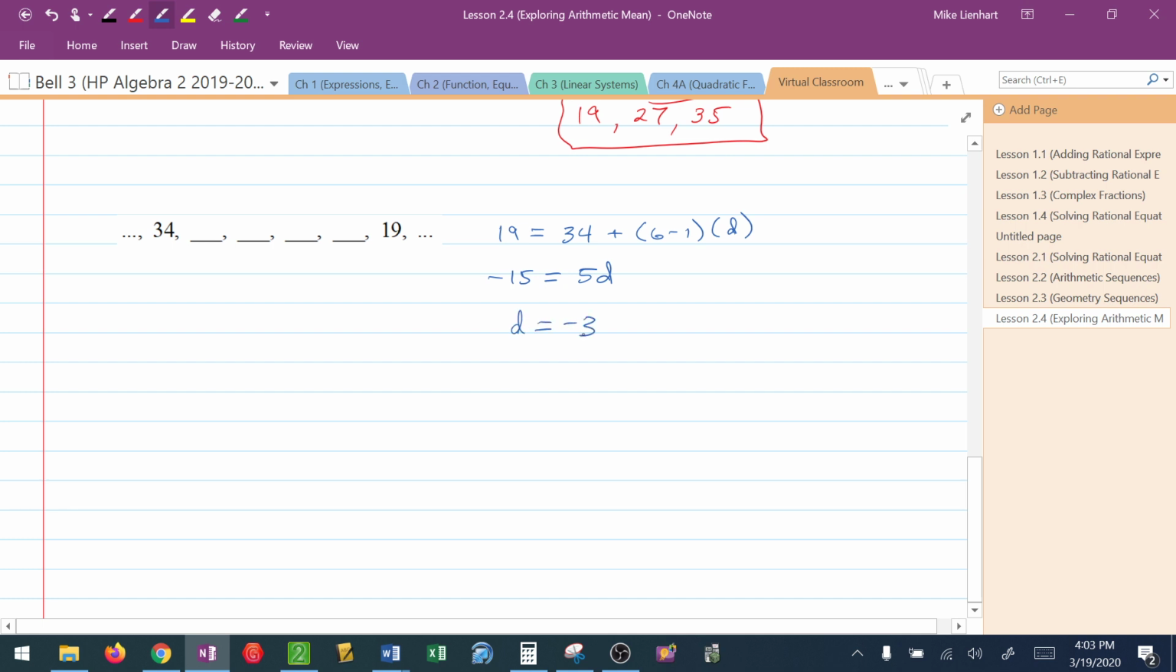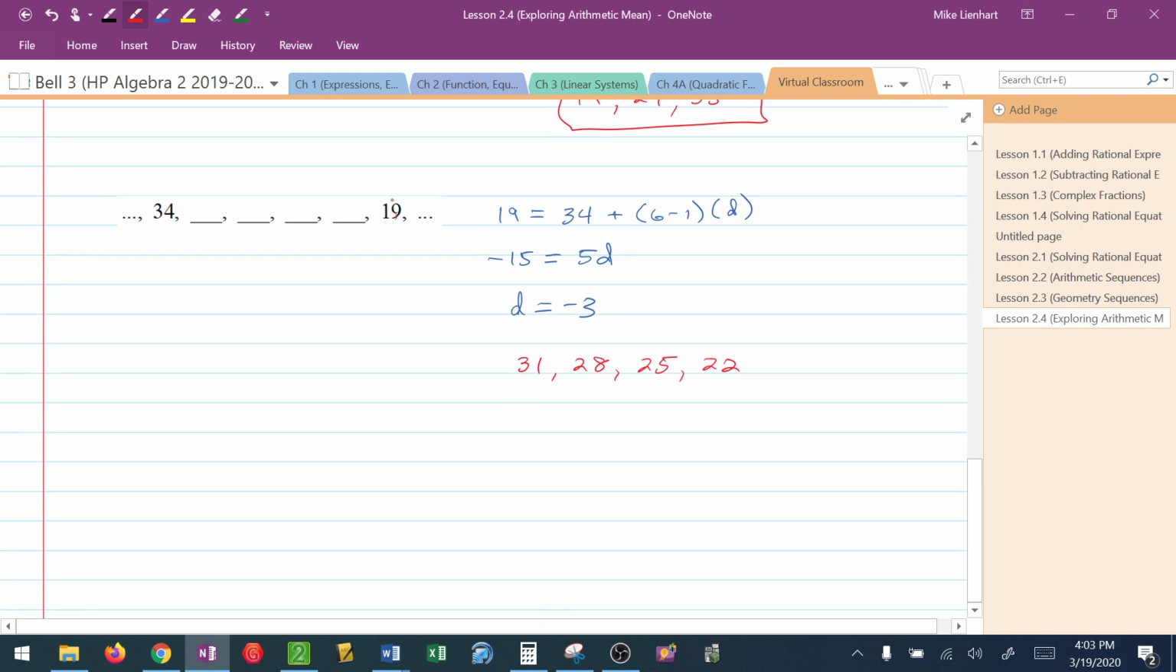Or d in this case is negative 3. And if you think about it, it makes sense because from 34 to 19, I have to be going down in values. All right, if I subtract 3 from 34, I have 31 and 28 and 25 and 22. And if I subtract 3 again, I end up with 19. Therefore, these are my four missing terms.